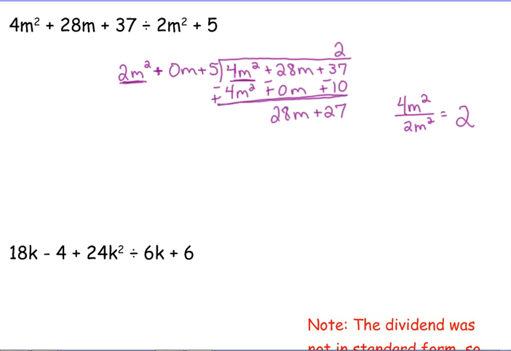That's our remainder, because we only had that one term up there in our quotient. This degree is less than the degree of the divisor, so we can't go any further with that. So that is the remainder, 28m plus 27 over 2m squared plus 5. You don't need to put the 0m in that part right there.